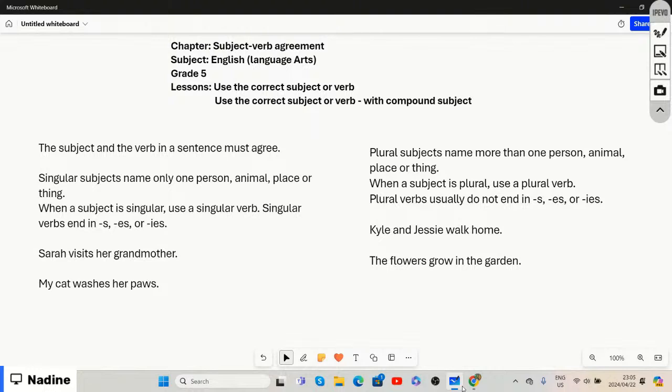And the lessons that we are going to be focusing on today under the chapter of subject verb agreement are to use the correct subject or verb, and to use the correct subject or verb with compound subjects. All right.